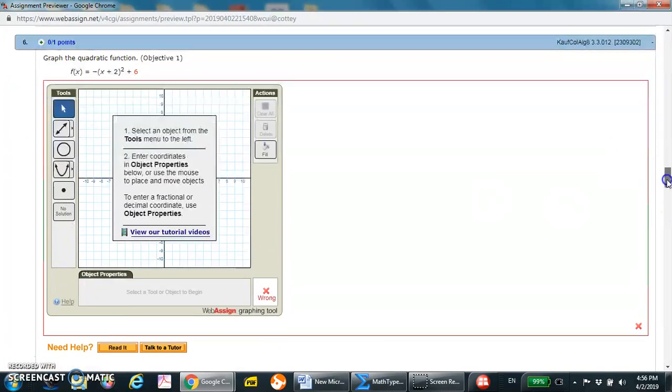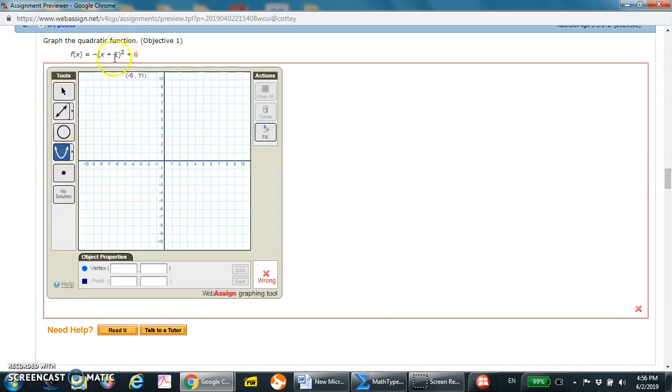Okay. Now let me do another example. Let's see here. So here the vertex is at the point negative 2 and 6. Remember we said how to determine the h. You look at this expression and think about which number is going to make this expression be 0. So the answer is negative 2, right? When x equals negative 2, this whole thing will be 0. So that's why h is negative 2. And k is the number outside this square. So k is 6. Now I need to find another point.